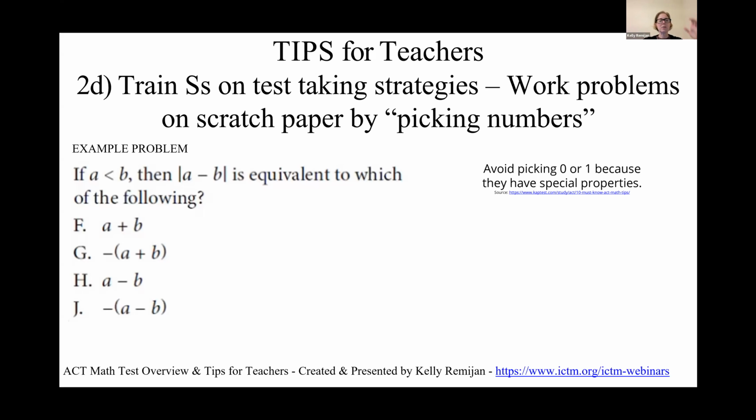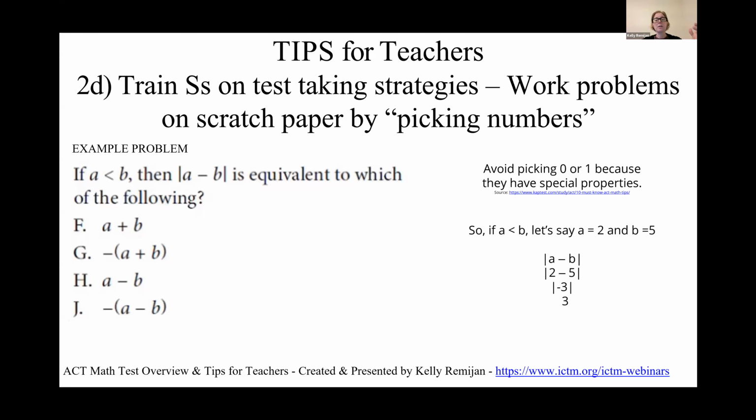So in this case, I'm just going to pick a number for A that's less than B. And so I'm going to say that A is 2 and B is 5. I'm just going to pick two numbers. And so I'm going to work through this. And so I get A minus B to be 3.